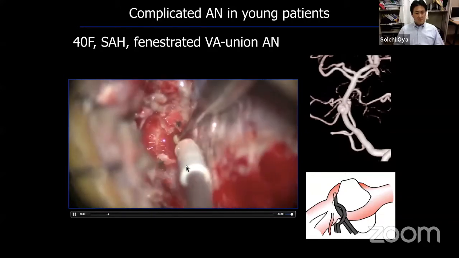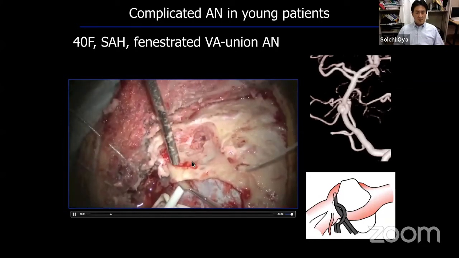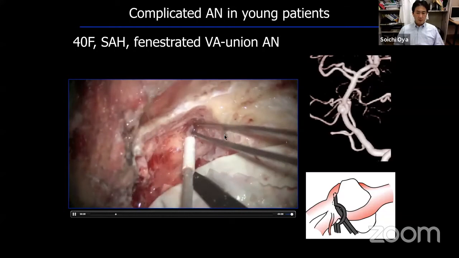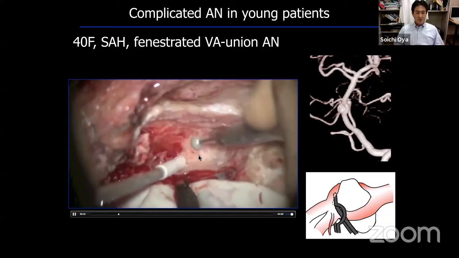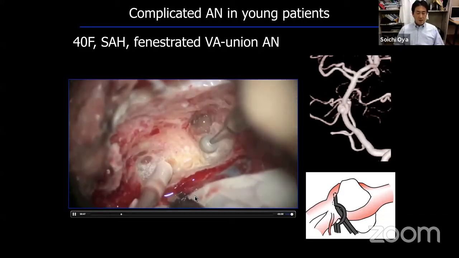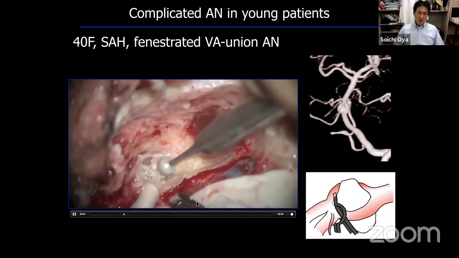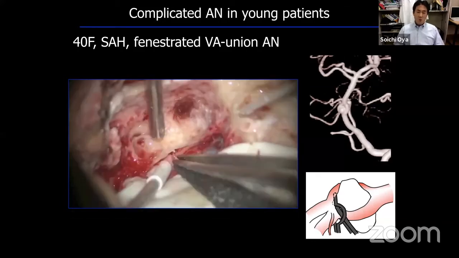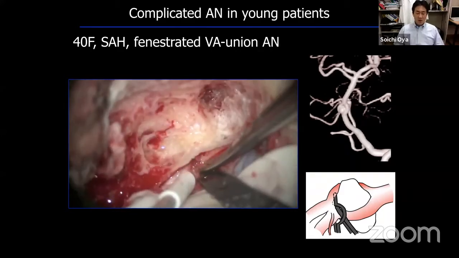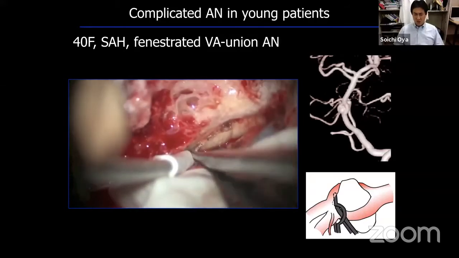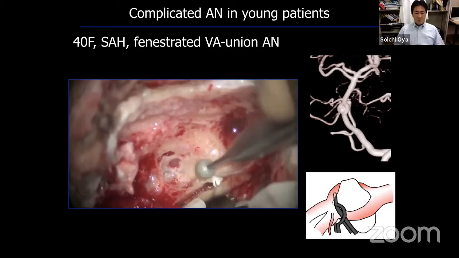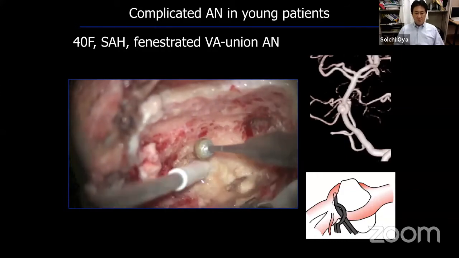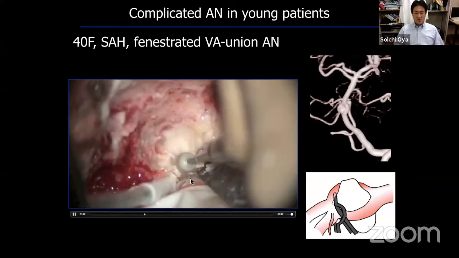After this part is done, I moved to the transpetrous approach part. This is the antrum and the lateral semicircular canal here. Let me emphasize that for vascular surgery, I think aggressive drilling is important because you may need a little bit wider space to accommodate the clip, temporary clip or larger suction tip. In case you have massive bleeding while you're dissecting the aneurysm, you have to drill these parts. And this is the facial nerve.